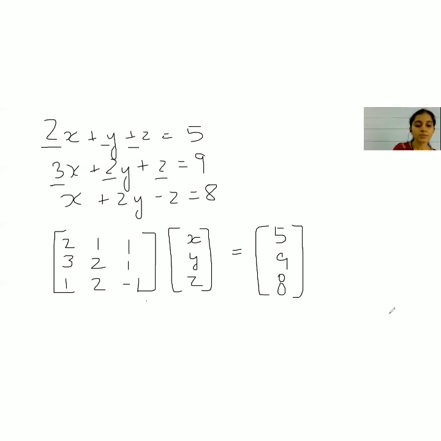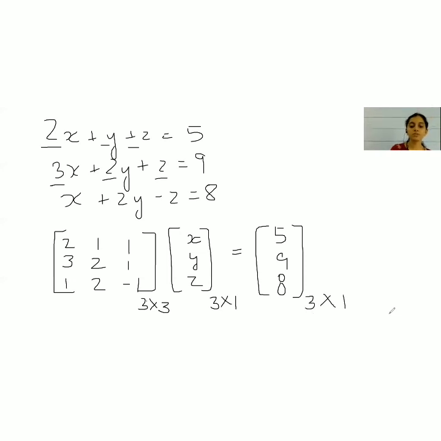Now observe the orders of the matrices. That is, the first one is a 3 by 3 matrix. The second one is a 3 by 1 matrix, that is the column matrix. So 3 rows and 1 column. Again 3 by 1 matrix.